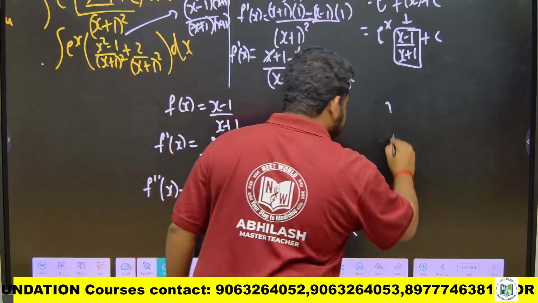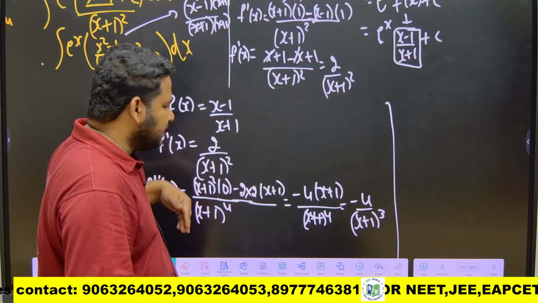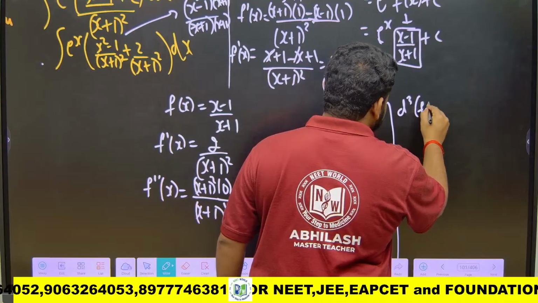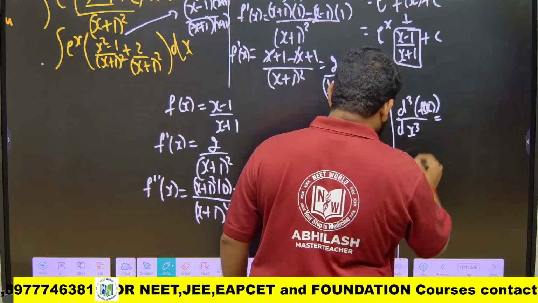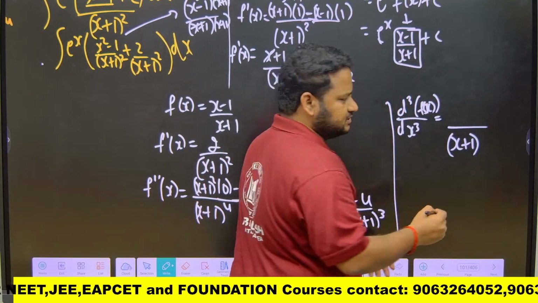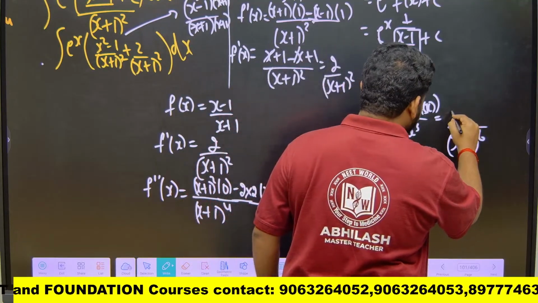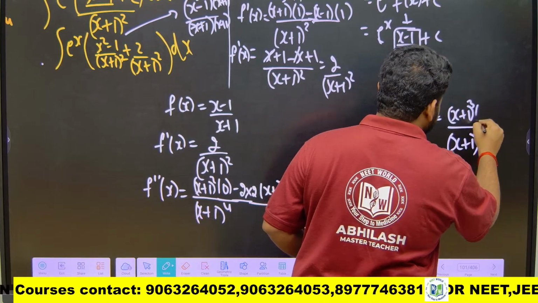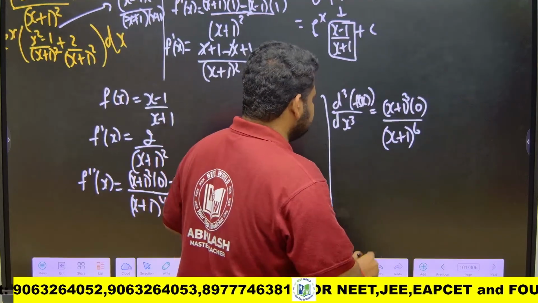Now we have to find the third differential, that is, first f dash of x, f double dash, and f triple dash of x we have to find out. That is d cube of f of x by dx cube, which is equal to x plus 1 whole cube to the power of 2, that is x plus 1 to the power of 6. Now minus, this will be equal to x plus 1 whole cube into the derivative of minus 4, which is 0. So what will this become? Just a minute.